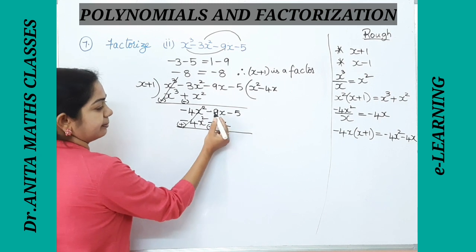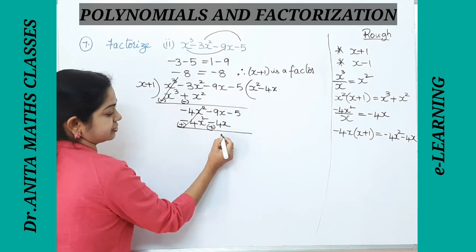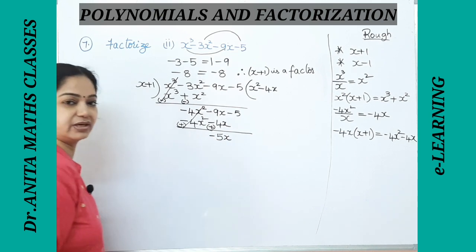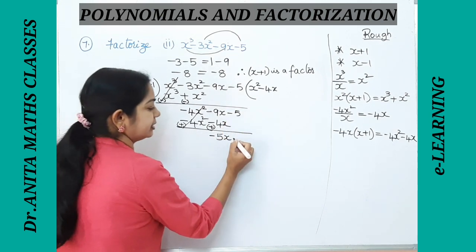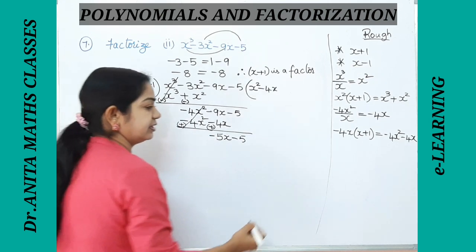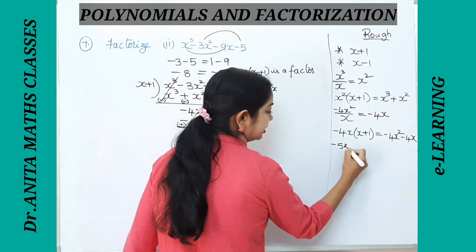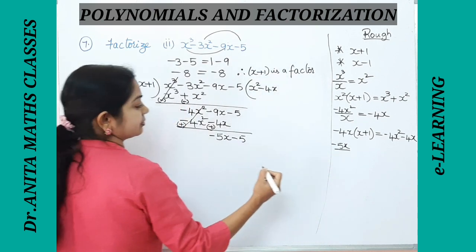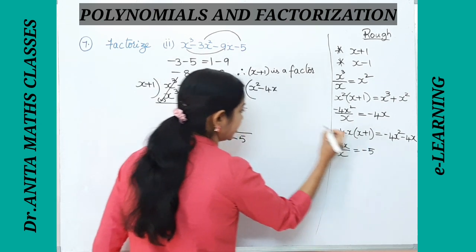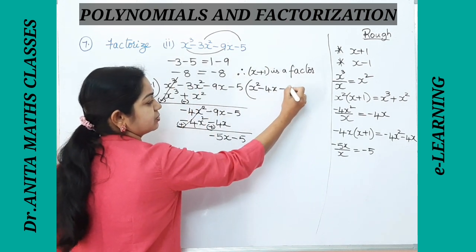Now here, plus and minus, so we have to subtract. This comes to 5x, and the bigger number's sign we have to keep, that is minus. Now drop the term. Now this becomes our new dividend. Now the first term of the dividend, minus 5x, divided by the first term of the divisor, that is x. So cancel off, you get minus 5.